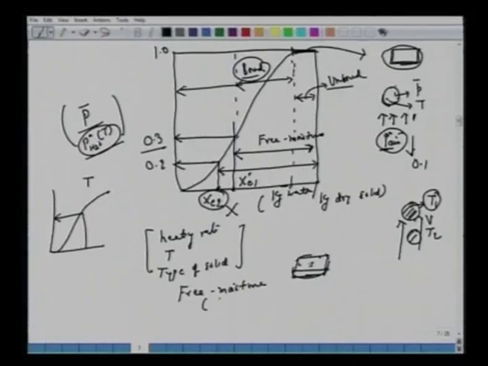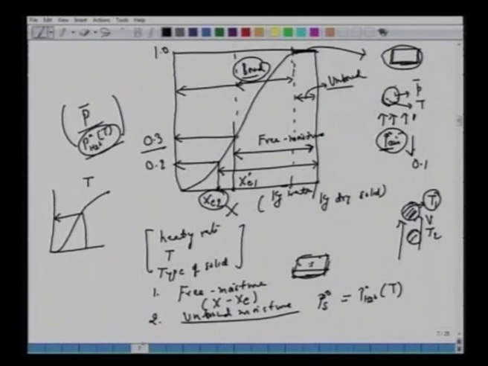So this would be X, start with X, and we have Xe, that's one. When we talk of unbound moisture, here we are saying that the vapor pressure at the surface is the same as the vapor pressure of pure water. So all we are saying is that there is still a film of moisture, a film of water.